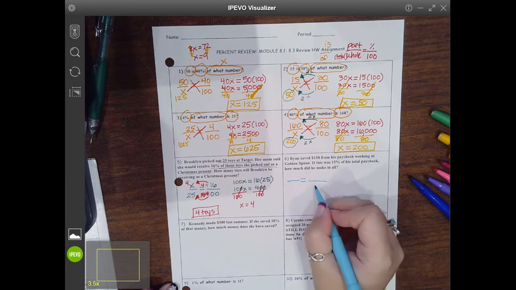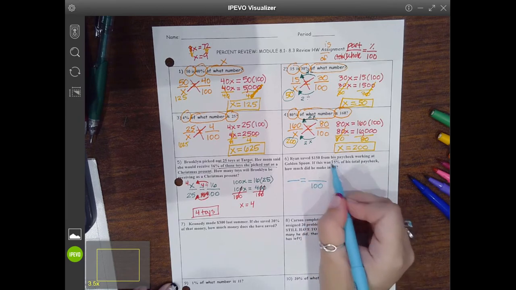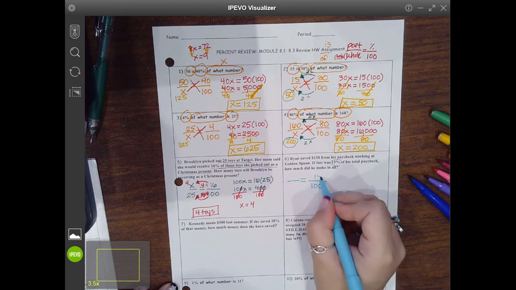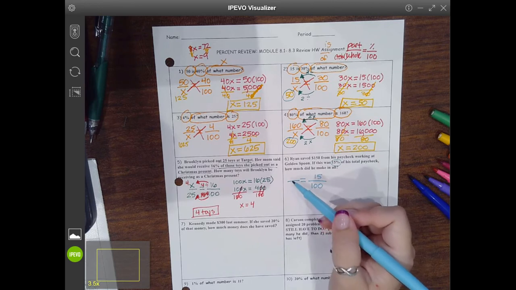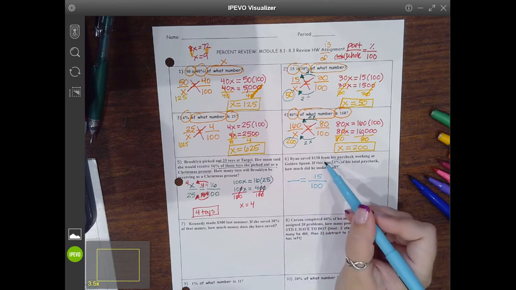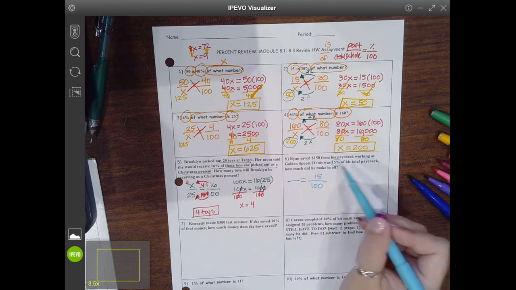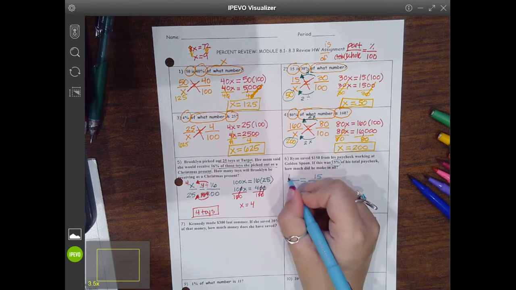Okay, the easiest part, I know this is 100, and let's look for that percent. This was 15% of his total paycheck. Okay, so the 15 over 100. Now I just need to think the is over of, or the part over whole. He saved 150 from his paycheck working at Golden Spoon. So is 150 representing the part that he saved, or is it representing the total amount that he made? It's representing the part that he saved.